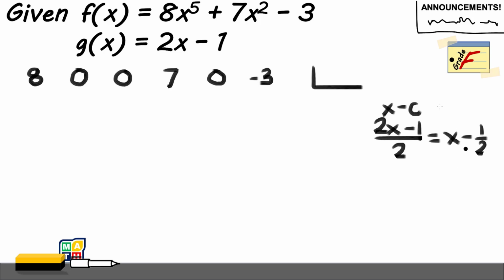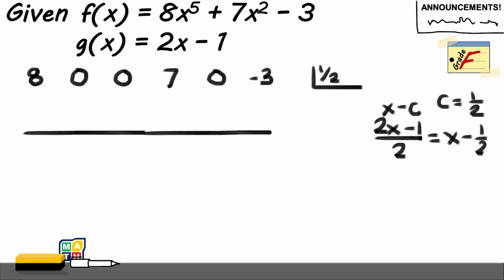This means that our c coefficient is not 1, but more importantly, it's 1 half. It is also not negative 1 half because our structure here is x minus c, and since our operation is minus, we simply take out c, which is 1 half. Now we are going to place that somewhere here.